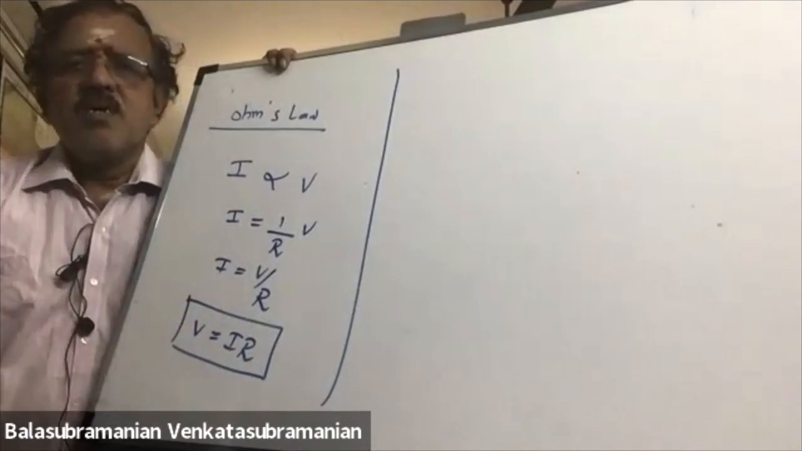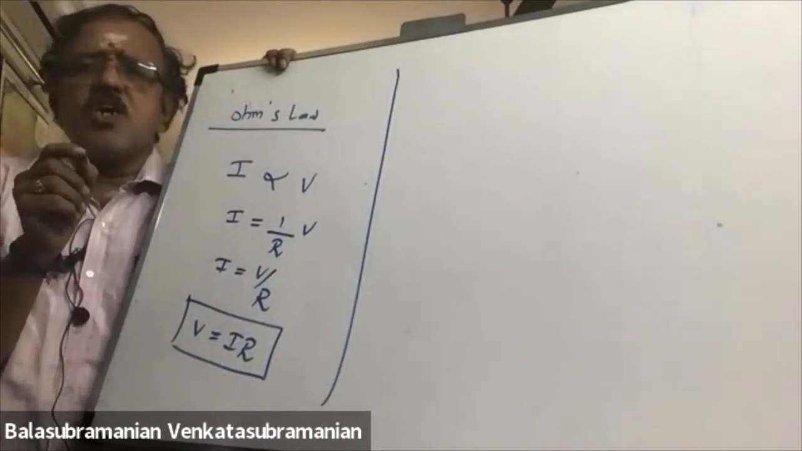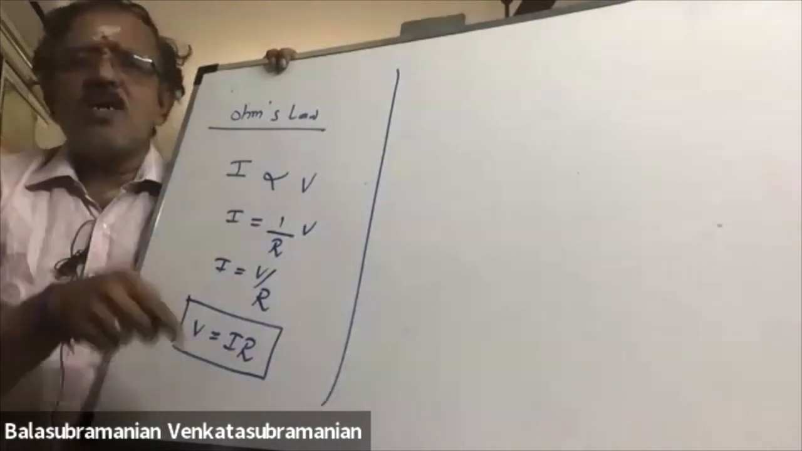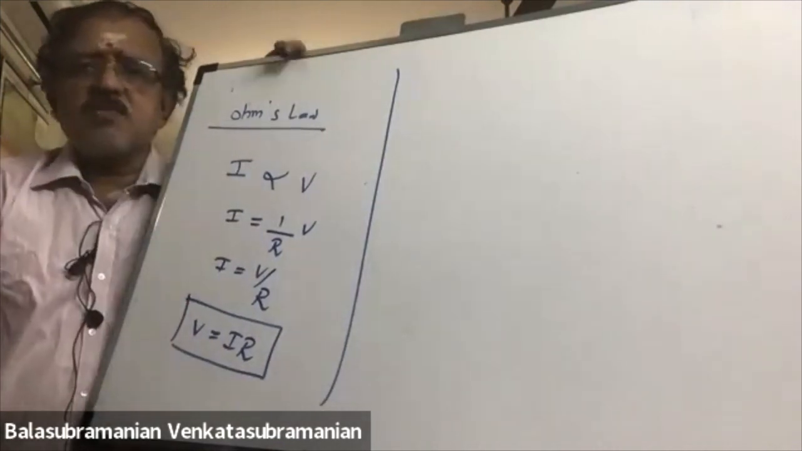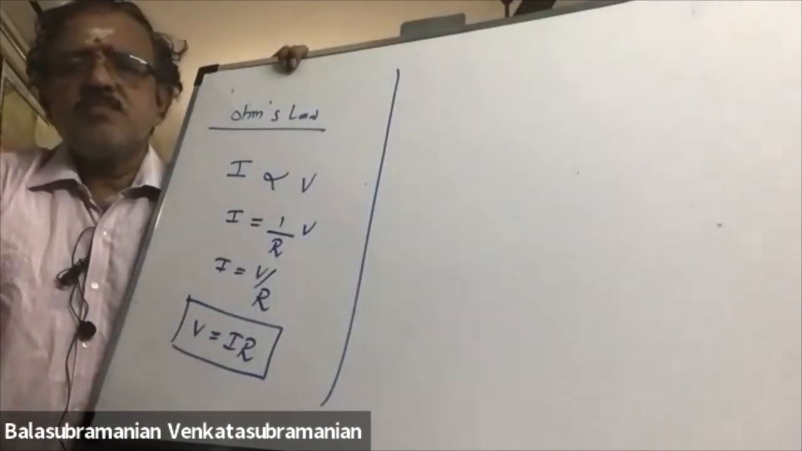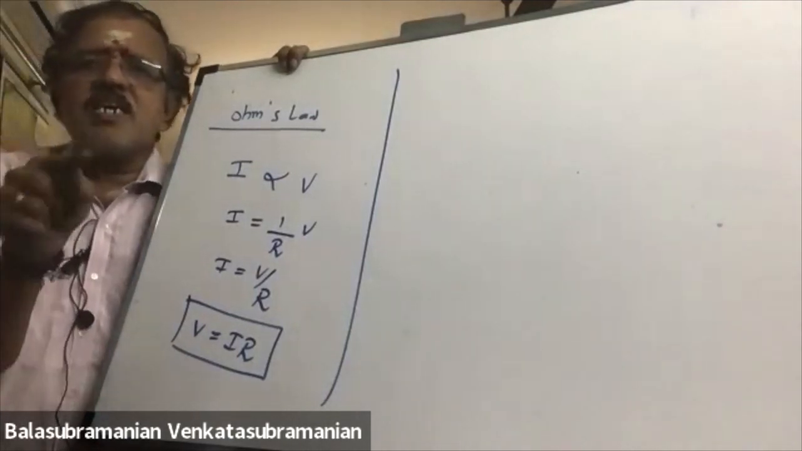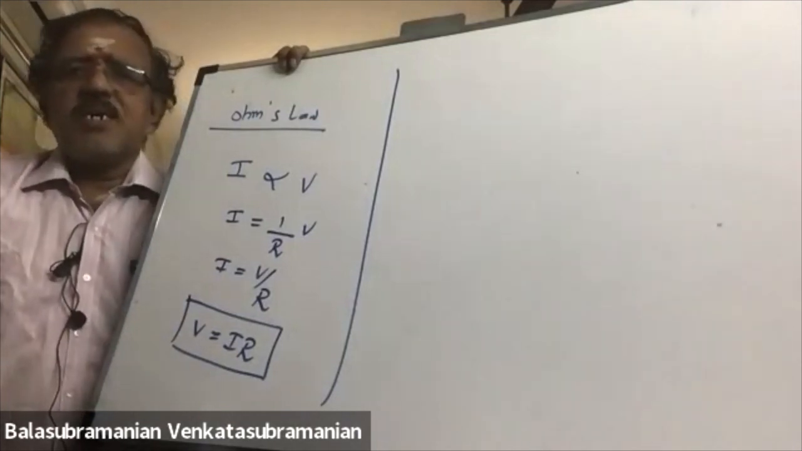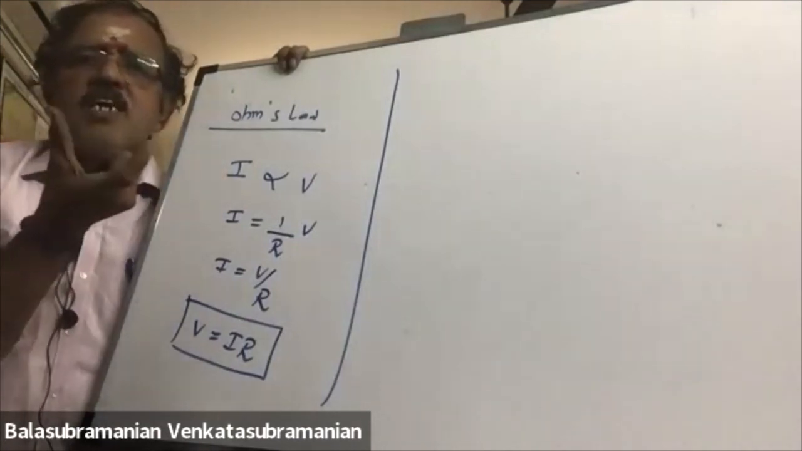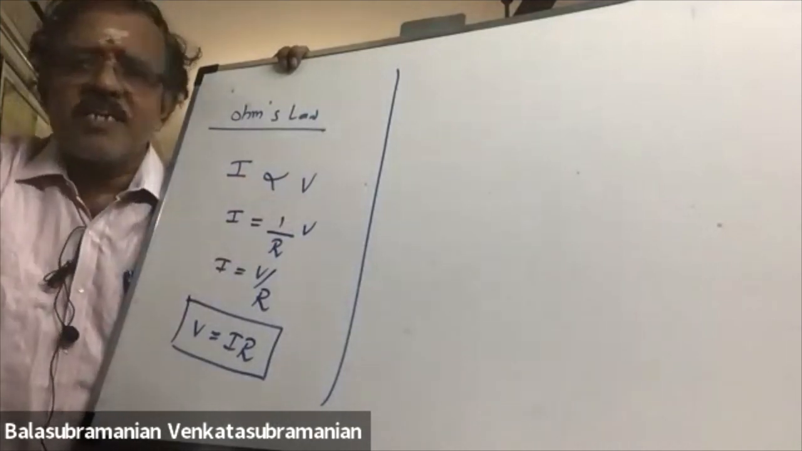Same thing: electrons are not flowing freely, something is resisting the flow. That is called resistance. Internal resistance is different; this is a resistance externally. So Ohm's law, V is equal to IR. At constant temperature, that phrase you should always use. At constant temperature, the current passing through the circuit or between the two ends of the conductor is directly proportional to the potential difference between its ends.